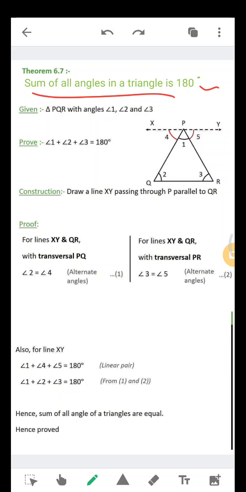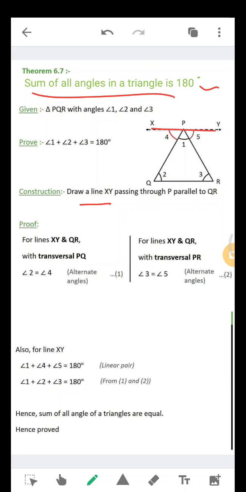Next, we will do a little construction. Okay, in theorems we can do constructions if required. So we are drawing a line XY passing through P, parallel to QR. Okay, so first we had a triangle PQR, then I am drawing a line XY, you can see here, which is parallel to QR and passing through P. So we have done a little construction. Now XY is parallel to QR.